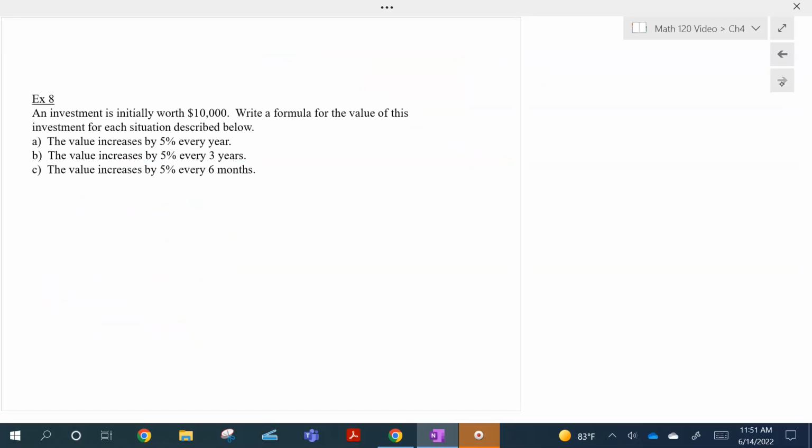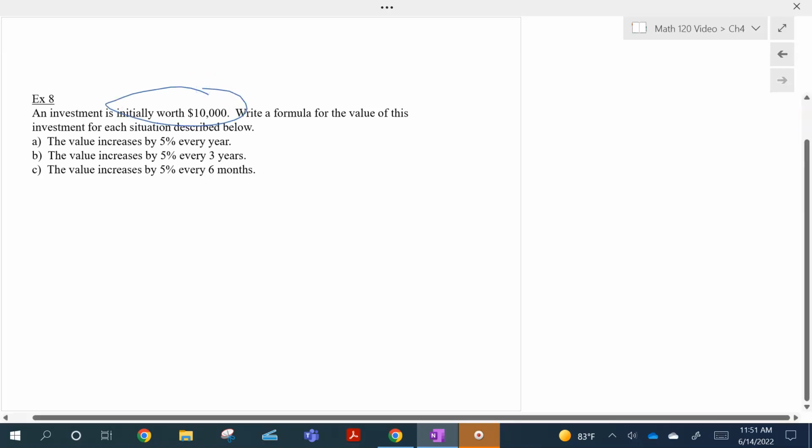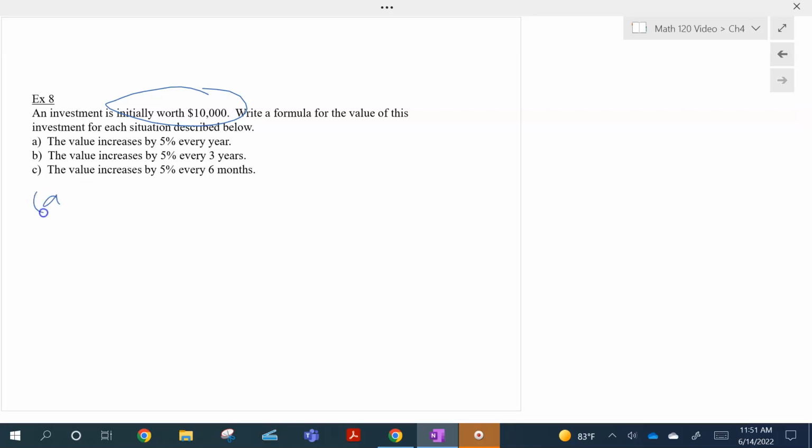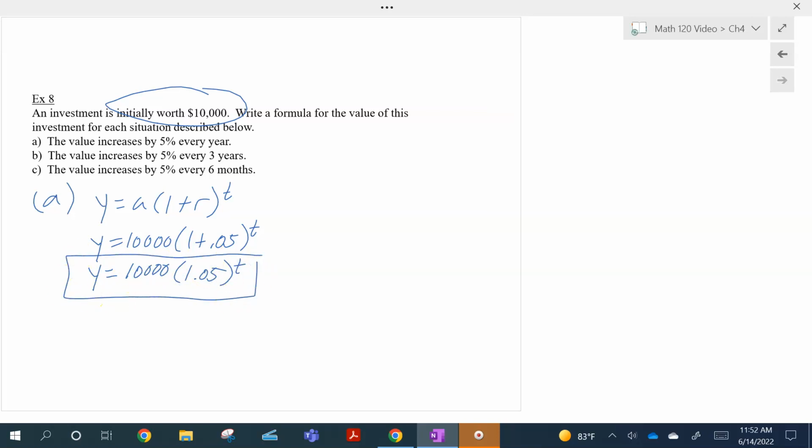We've got an investment initially worth $10,000. So that's your initial upfront value. Write a formula for this investment for each situation described below. A, value increases by 5% every year. Exponential growth equation. T will be our time in years. Okay, we start out with 10,000 bucks, going up by 5% per year. So this is the first one, 10,000 times 1.05 to the t, time in years, right?